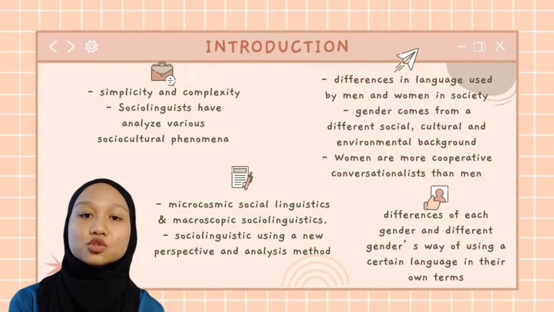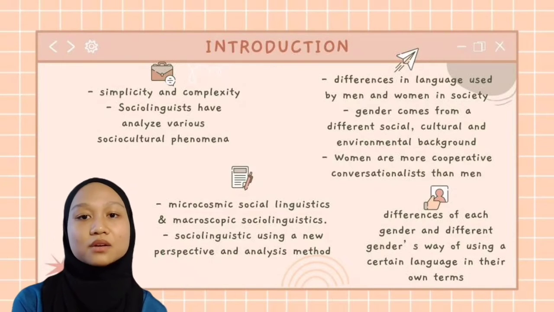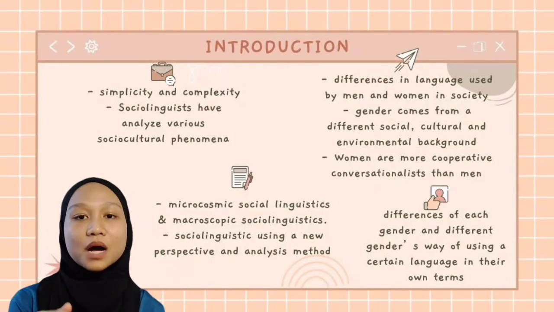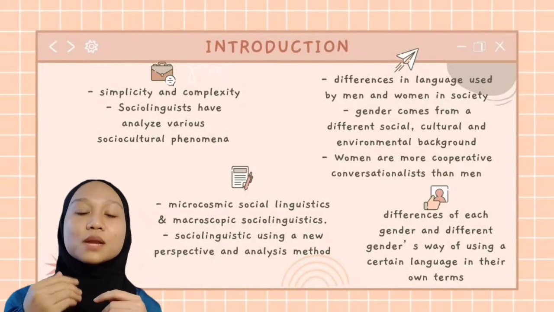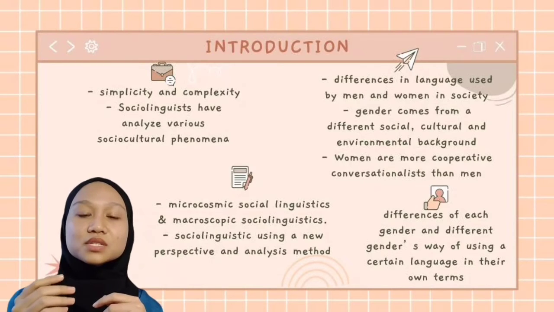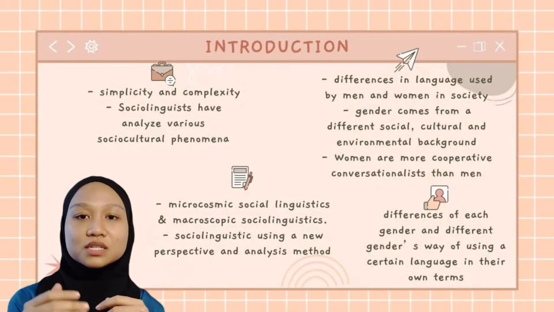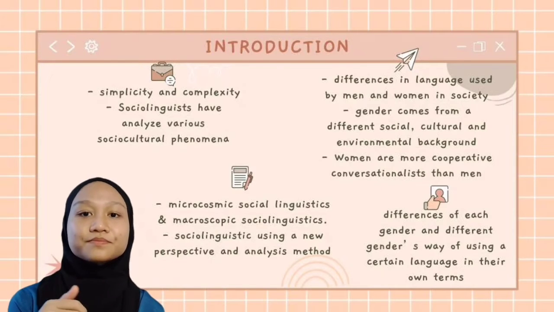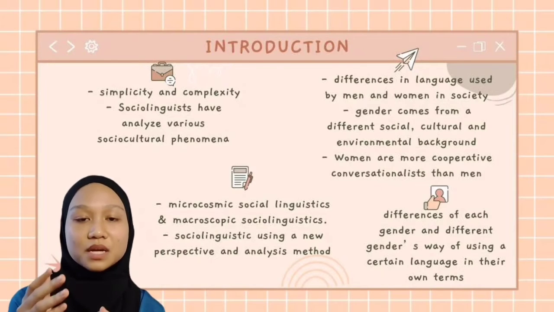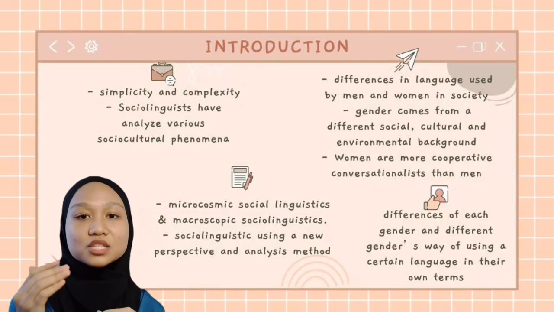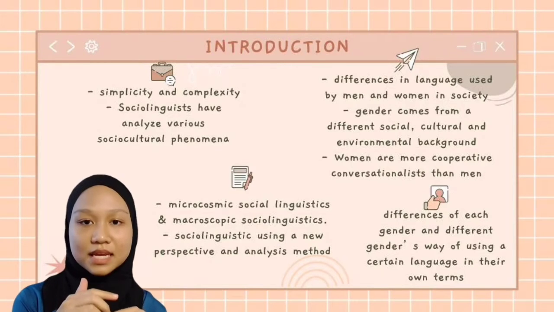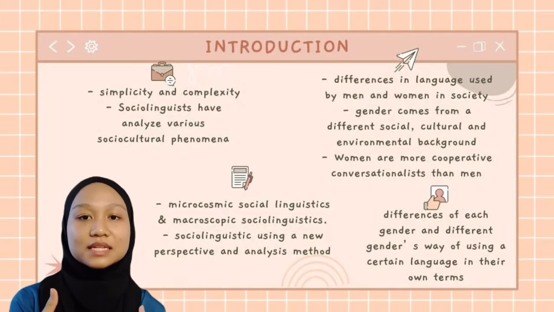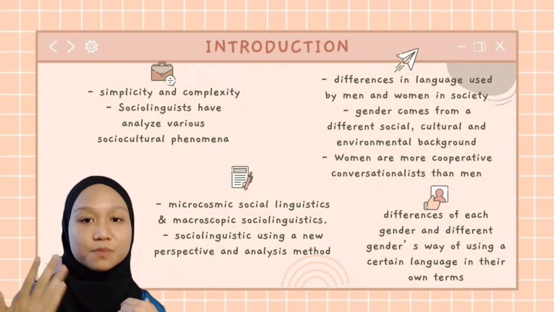It can be divided into two levels, namely macrocosmic sociolinguistics and microcosmic sociolinguistics. Macro refers to the sociological focus on society, while micro is from a linguistic perspective. It focuses on linguistic phenomena. A new perspective and analysis method has been used from sociolinguistics for language and interdisciplinary study. It helps us to understand the nature of language better.